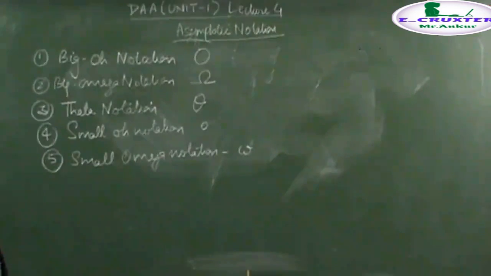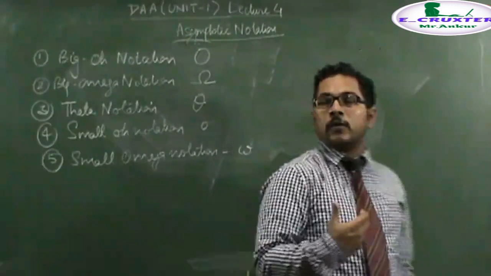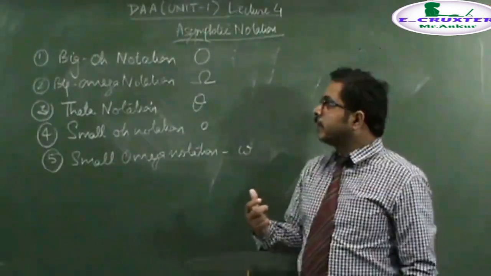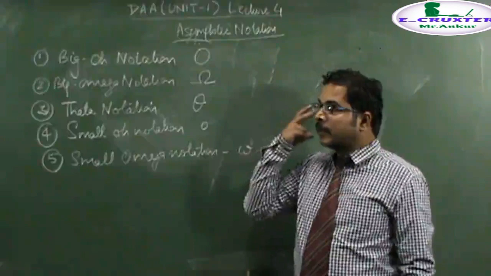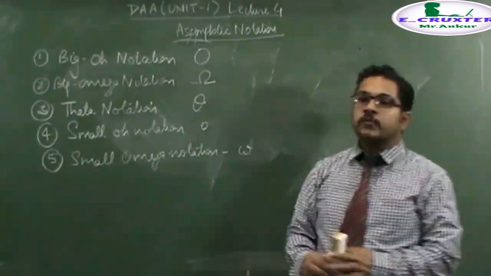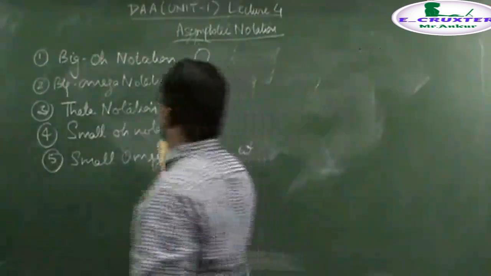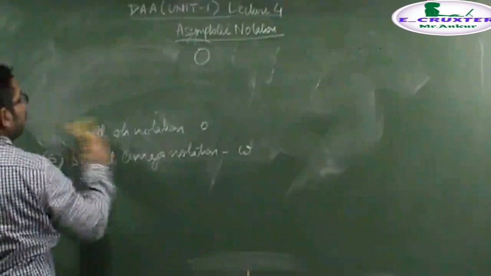These are basically 5 types of notations which are used to define the upper bound of the algorithm, that is the maximum time, lower bound, and average bound. These are covered by these notations. Now, first we will discuss the big O notation.